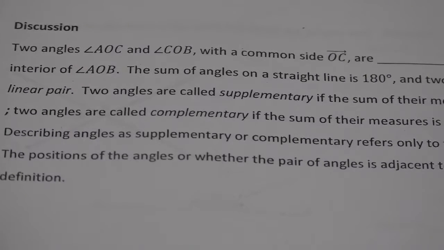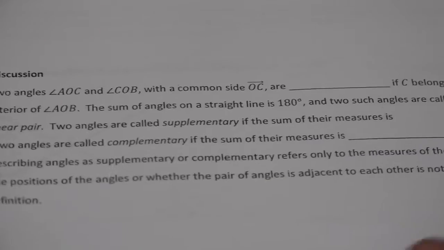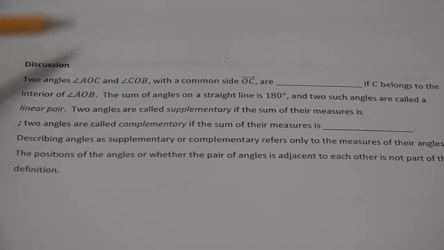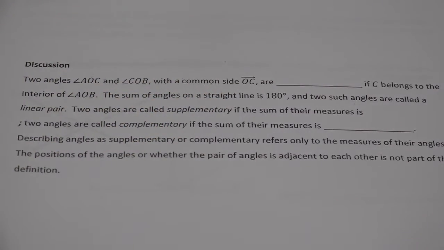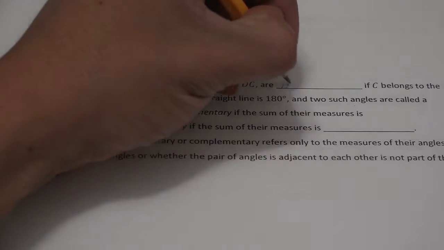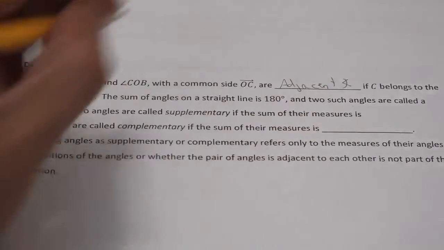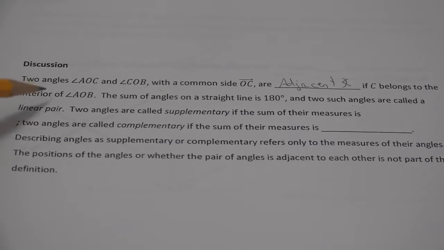Alright. So, I'm gonna have to zoom out. And I have to see the whole thing. Okay, there you go. Two angles, AOC and COB, okay, that have a common side OC are what? If angles have a common side, the angles have to be adjacent. Adjacent angles.